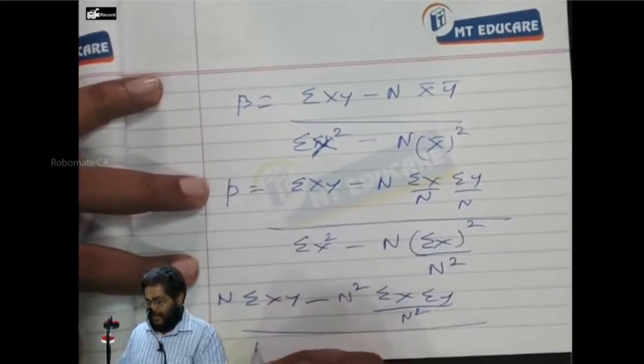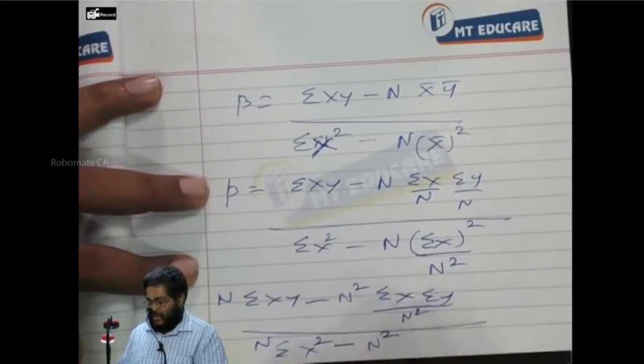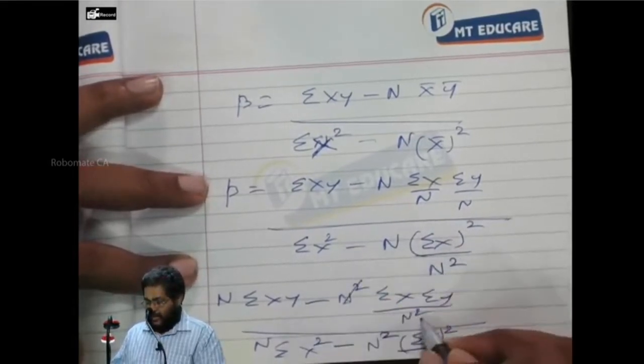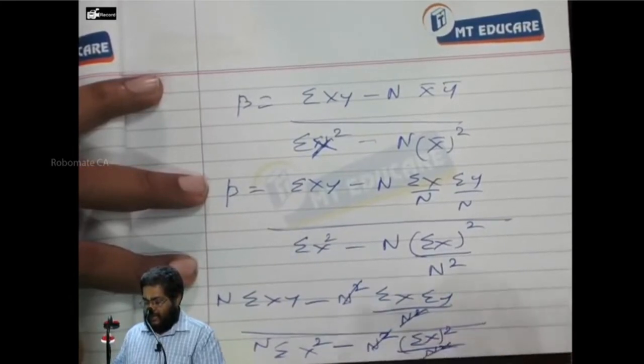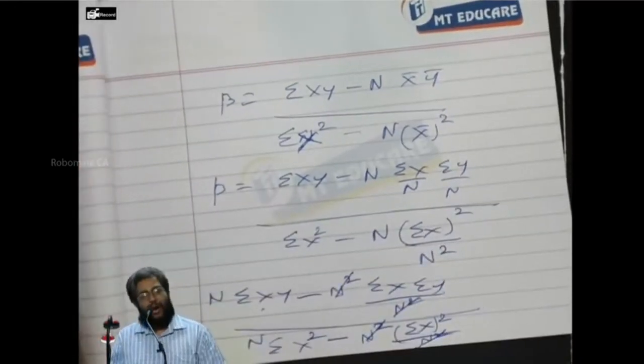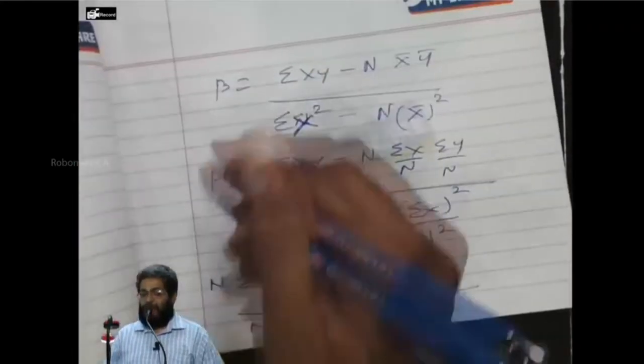Whole divided by n sigma x square minus n square sigma x the whole square divided by n square. But now this n square gets cancelled. N sigma xy minus sigma x sigma y divided by n sigma x squared minus sigma x the whole square. Both formulas are literally the same only. I just multiplied by n.